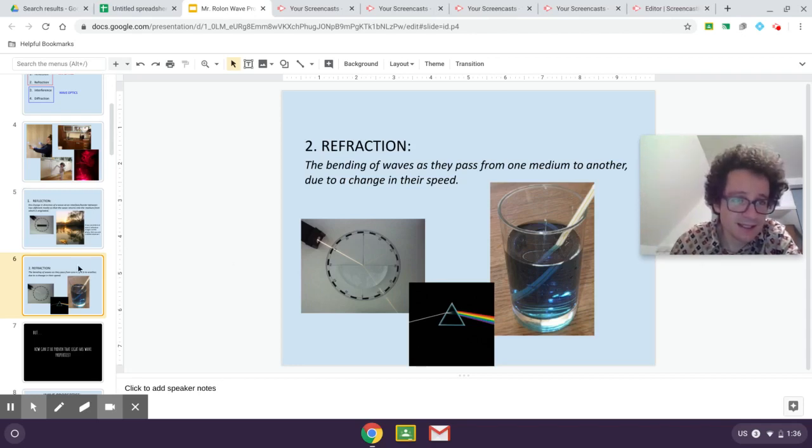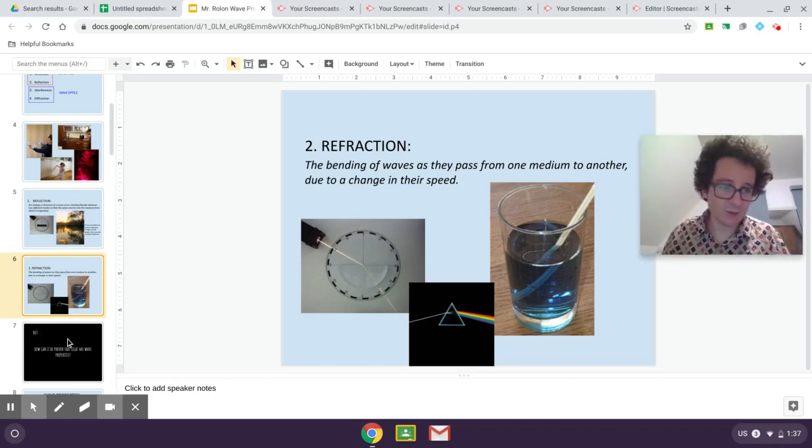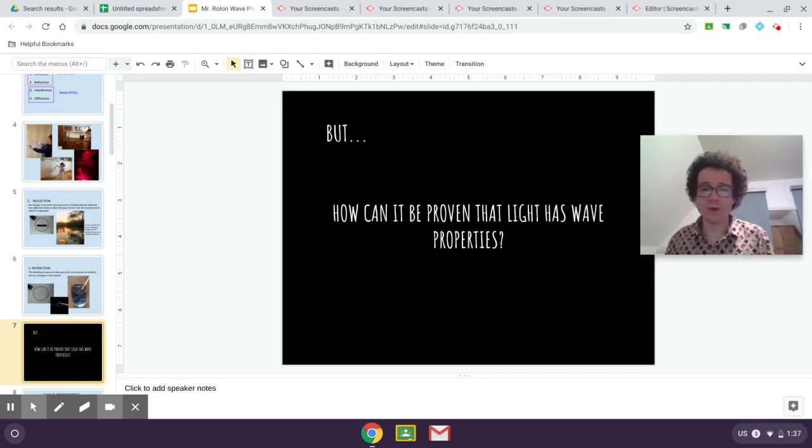But the thing is, for today's lesson, how can we prove that light is a wave? How can we prove that light behaves as a wave? So, well, there was a man, again from England, in the early 1800s that made an experiment. His name was Thomas Young, and let's have a look at what he did.